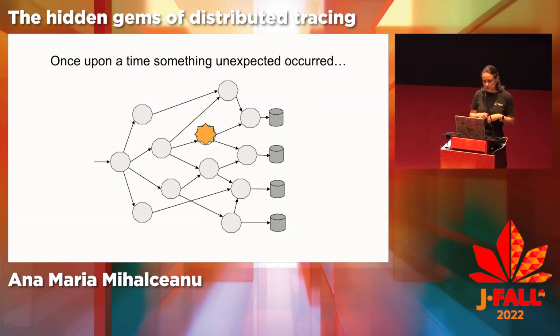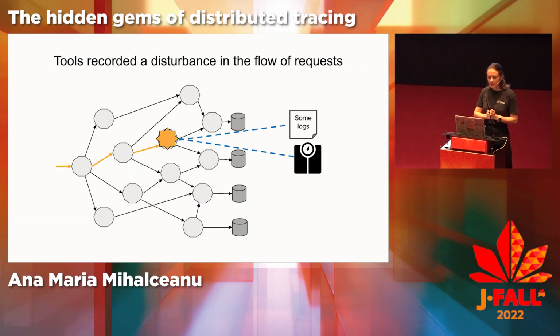to know what didn't go that well and where it didn't go that well. So the story about distributed tracing and why we need it most of the time starts with once upon a time something unexpected occurred. But if it just happens one time, most of the time we don't care. Even the tools, if they record it, will not alarm you that something unexpected occurred. Like, okay, it happened one time. It doesn't matter.